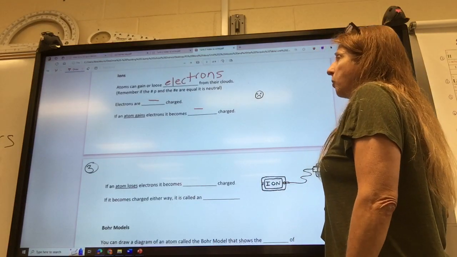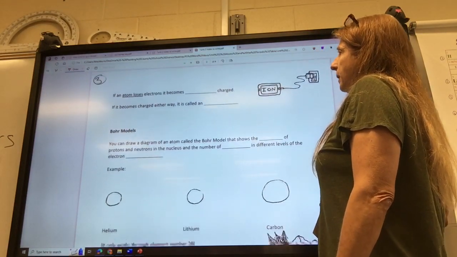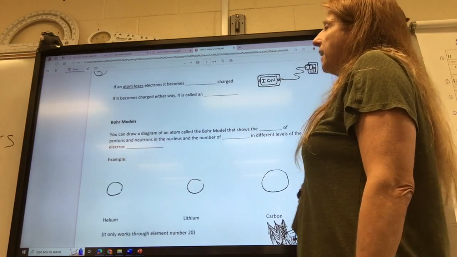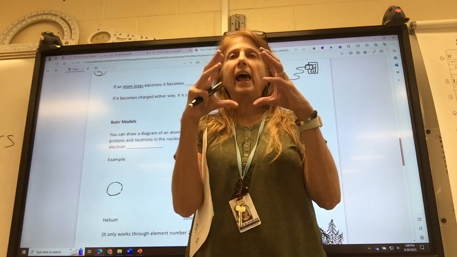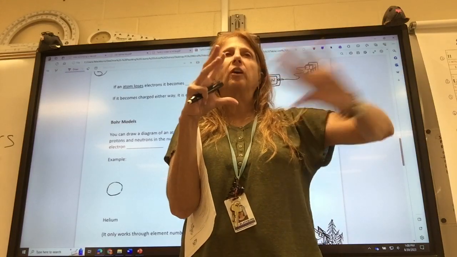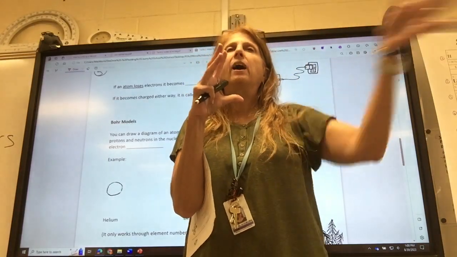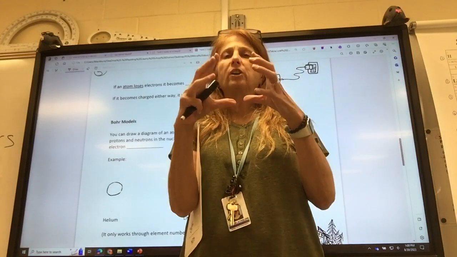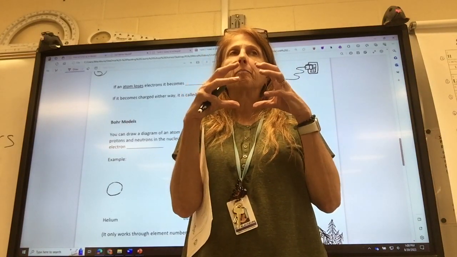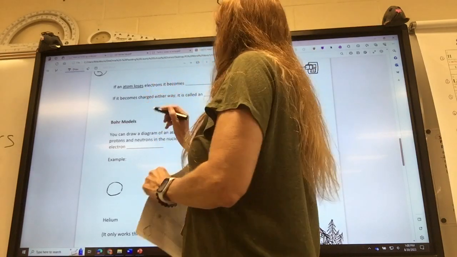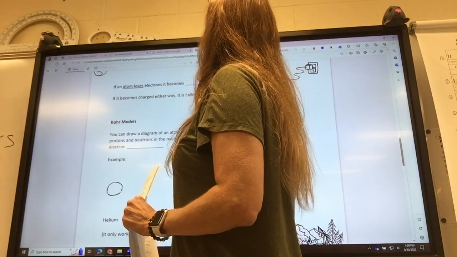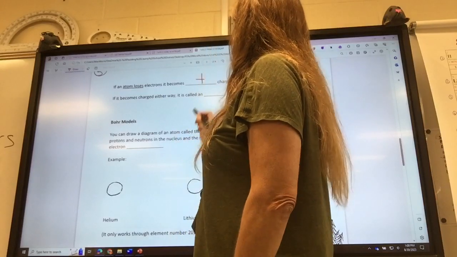All right, can I scroll all the way up to page 3? Okay, so imagine this now. You've got an atom, and it loses some of its electrons. You're rubbing off some negative. What charge will it be now? Positive, yes. If an atom loses electrons, it becomes positive charge.